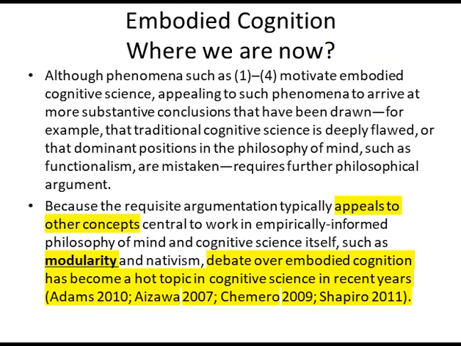So, where are we now? Although phenomena such as we've seen in items 1 through 4 in the previous slide motivate embodied cognitive science, appealing to such phenomena to arrive at more substantive conclusions, for example, that traditional cognitive science is deeply flawed, or that dominant positions in the philosophy of mind, such as functionalism, are mistaken, requires further philosophical argument. Because the required argumentation typically appeals to other concepts, such as the work in empirically informed philosophy of mind and cognitive science itself, such as modularity and nativism. Debate over embodied cognition has become a hot topic in cognitive science in recent years.